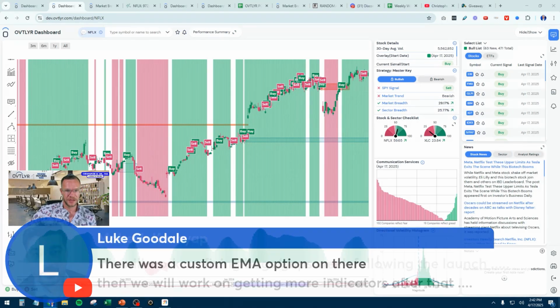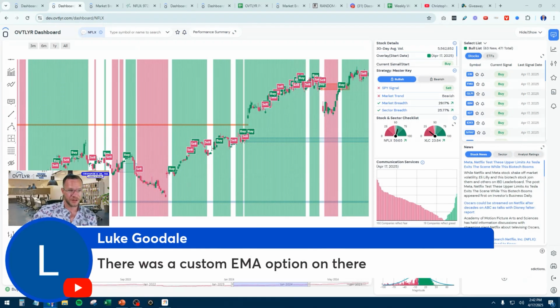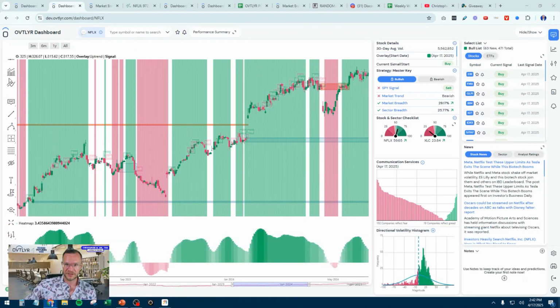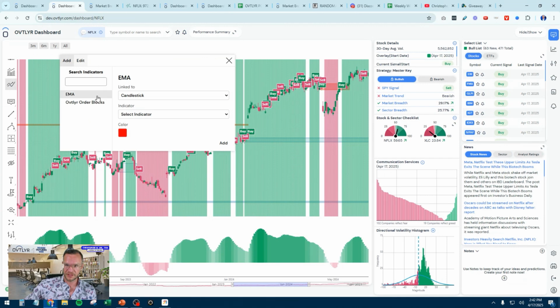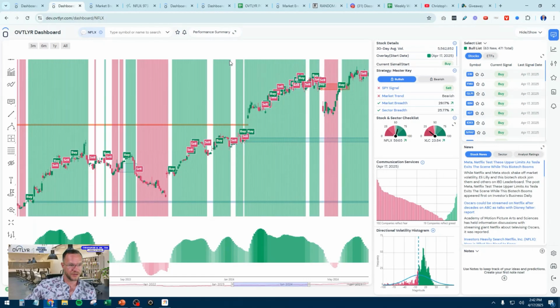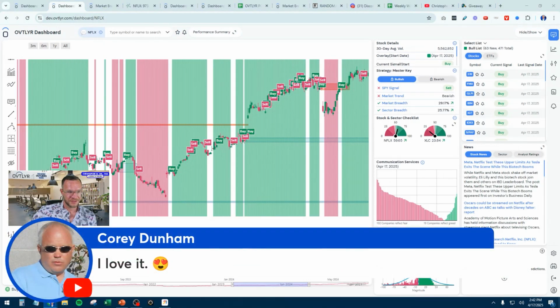Thank you, Mahesh. Yes, custom EMA colors are on there. But custom EMAs, I don't think are on there just yet. So if I went to here, I go to select indicator. Oh, there it is. Select indicator. Cool. I didn't even know you could do that. Awesome. Corey says, I love it.